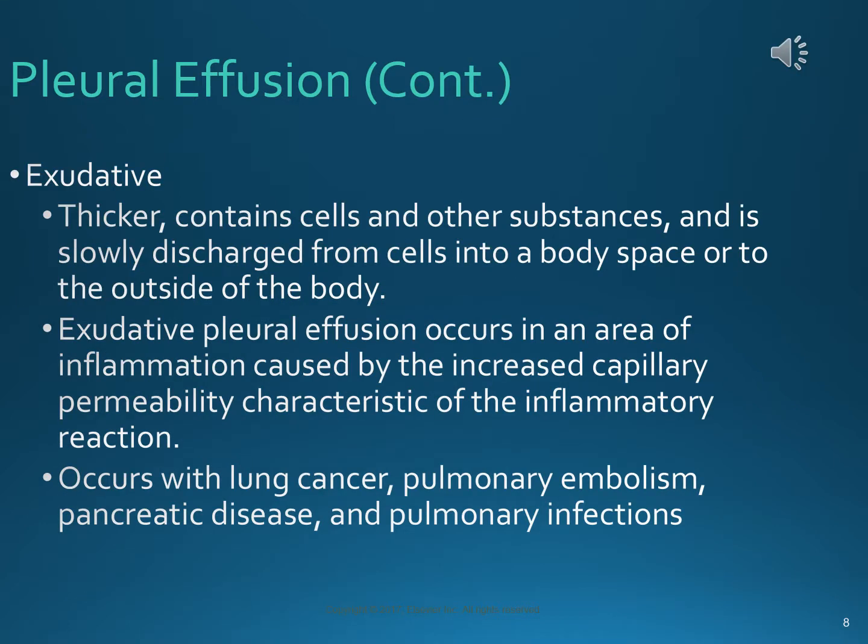In an exudative pleural effusion, the fluid is thicker. It contains cells and other substances that are being discharged from the cells. Exudative pleural effusion occurs in an area that's inflamed. It's caused by the increased capillary permeability because of the inflammatory reaction. This happens with lung cancer, pulmonary emboli, pancreatic disease, and pulmonary infections such as pneumonia.